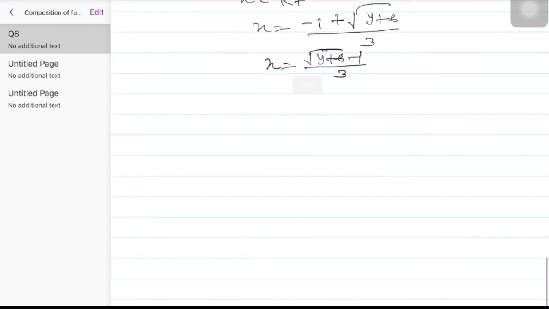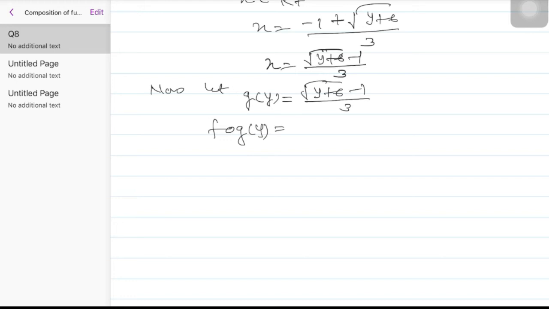So now let us define a function g. Let g(y) be equal to the square root of y plus 6 minus 1, divided by 3. So now let us find f o g of y. f(g(y)) is f applied to this whole expression on the right side, the square root of y plus 6 minus 1 divided by 3, which is the function.